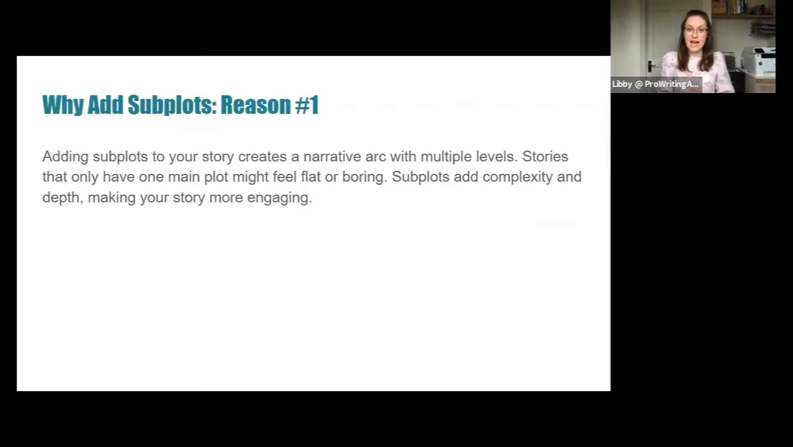So why do you want to add subplots to your story? Reason one, adding subplots to your story creates a narrative arc with multiple levels, so lots of interest for your reader. Stories that only have one main plot may feel flat or boring. It may feel like everything's happening on one level. Subplots add complexity and depth, making your story more engaging. So if there's more going on for your reader to remember and piece together, to work out how it all relates to the main story, they're going to be more engaged with what you're writing, and they're going to want to know more about how that subplot links to your key central idea too.